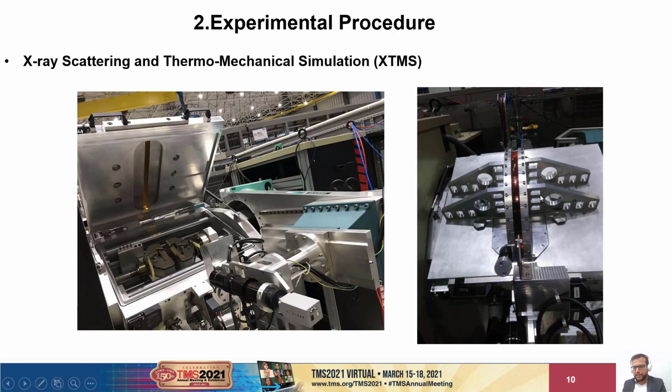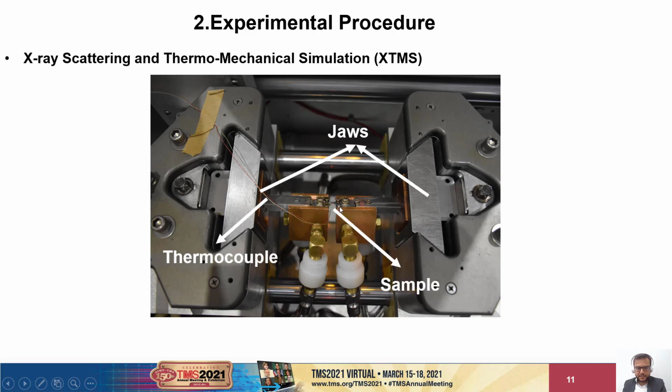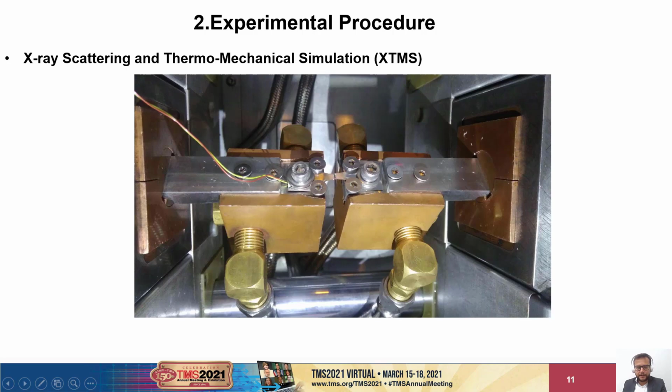So during the tensile test, the X-ray coming from the synchrotron light source hits the sample, and the X-rays coming out of the sample are detected by this detector. Here is an image with some details. Here are the jaws of the Gleeble thermomechanical simulator. This is where the thermocouple was placed on the sample, and this is the sample. Here is the sample for the tensile test, and this is the region where we perform the X-ray diffraction analysis.